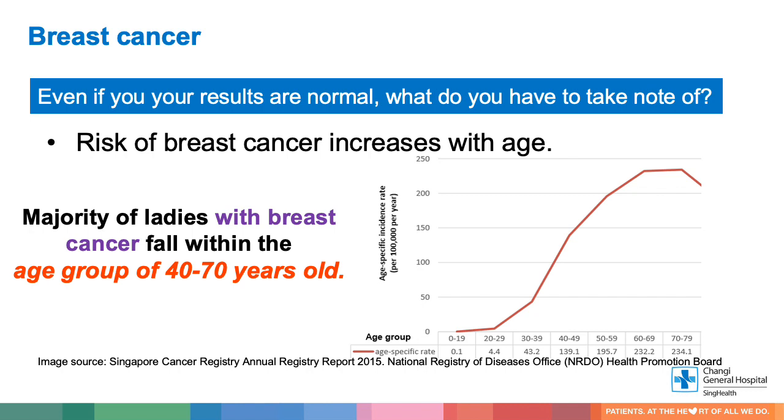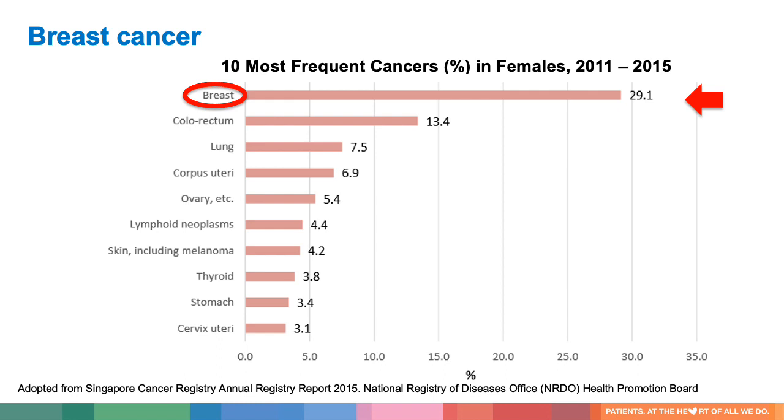So the risk of breast cancer actually increases with age. We can see that the majority of ladies with breast cancer fall within the age group of 40 to 70 years old. And breast cancer is actually the top cancer in ladies in Singapore, and this is from the National Registry of Diseases Office data from the Singapore Cancer Registry from the year 2011 to 2015.